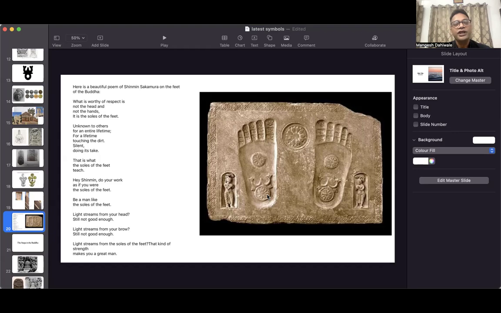Unknown to others for an entire lifetime, for a lifetime touching the dirt, silent, doing its task. This is what the soles of the feet teach. Hey Shinmin, do your work as if you were the soles of the feet. Be a man like the soles of the feet. Light streams from your head, still not good enough. Light streams from your brow, still not good enough. Light streams from the soles of the feet. That kind of strength makes you a great man.